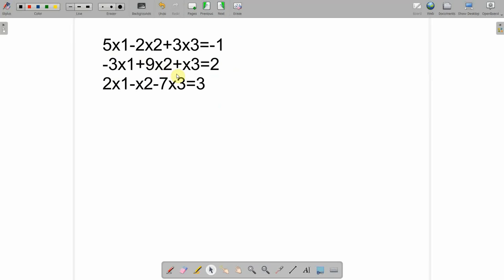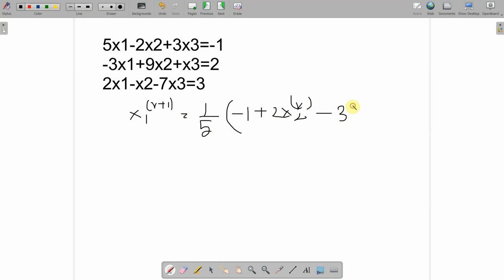So this you can see is a diagonally dominant, and so if it's diagonally dominant, I will simply go for the x1 value at r plus 1 iteration will be equals to 1 by 5, minus 1 plus 2 x2 at rth iteration, this is r, okay, and minus 3 x3. Sagnik, tell me if I'm writing anything wrong.